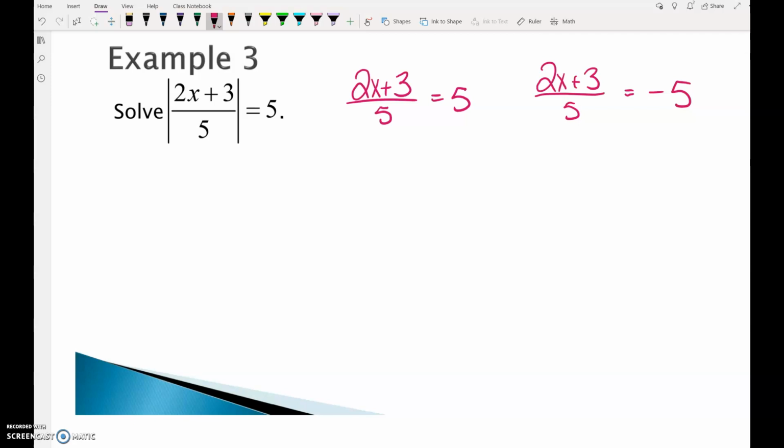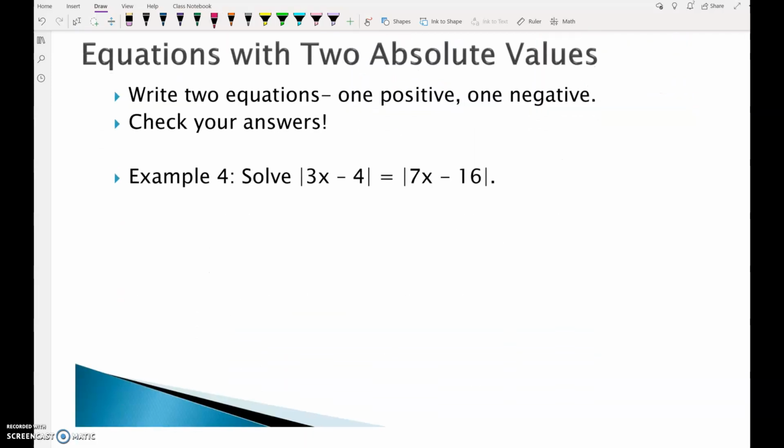What would you do in both of these as your first step to solve? Multiply by 5, then you'd probably subtract by 3, then you would divide by 2. Okay. Do you feel like you could do this the rest of the way yourself if you needed to? Okay. Let's move to the next example because this is where it gets a little bit different. We need to write two equations, one positive, one negative, and we need to check our answers because there's the possibility for extraneous solutions.